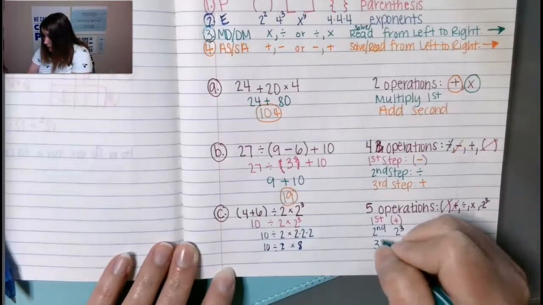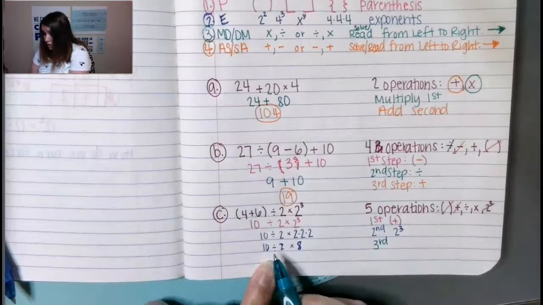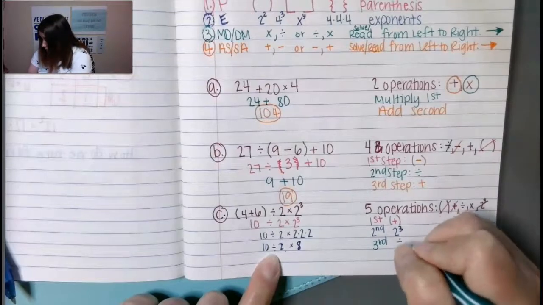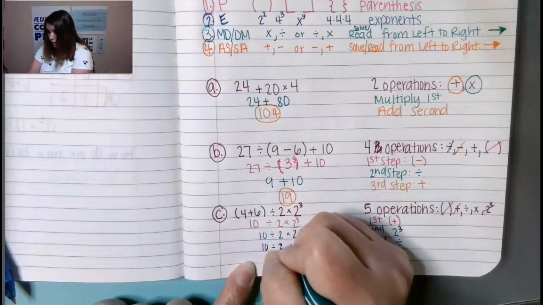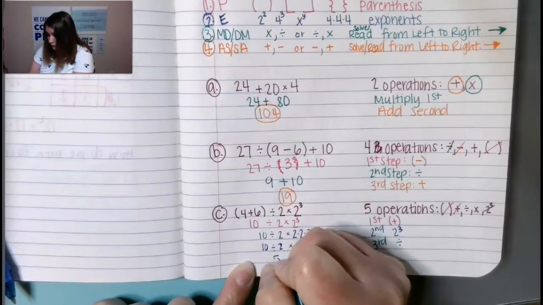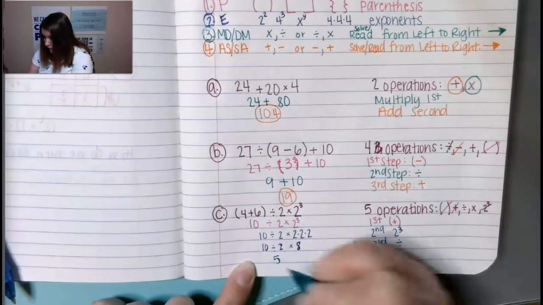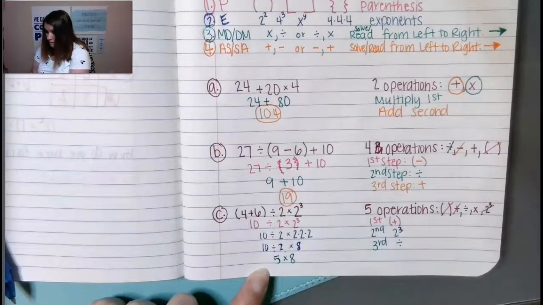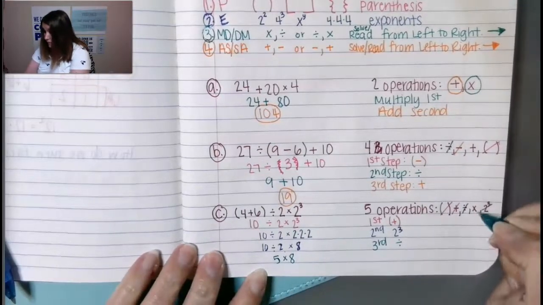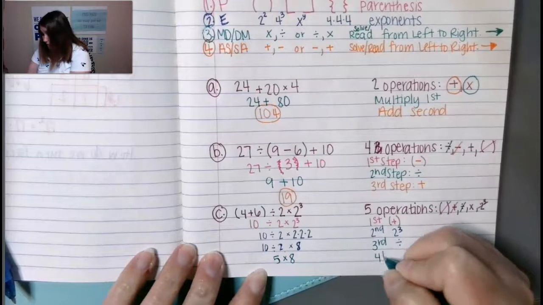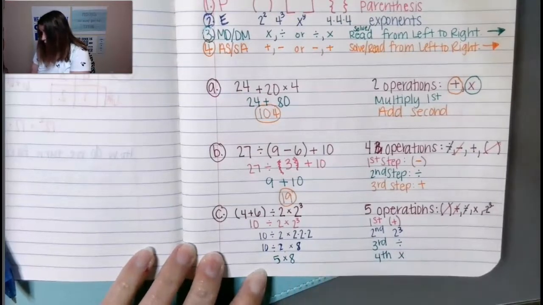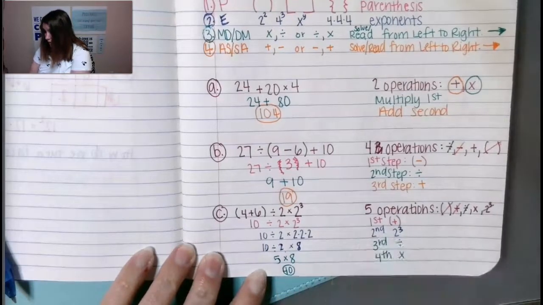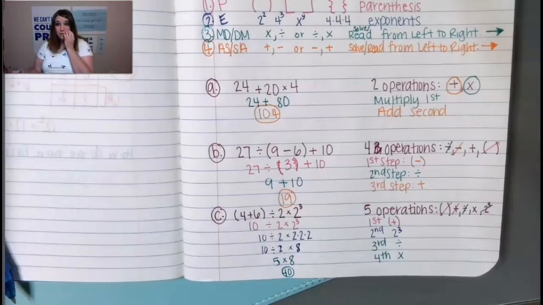So my third step is going to be division because when I read it left to right, that's the first symbol I see. So divide 10 divided by 2, that gives me 5. So 10 divided by 2 is 5. Now I'm going to drop down the rest of this. And my last step, I'm still on multiplication. So my fourth step to finish this out is to multiply. So 5 times 8 gives me 40. And I'm done with this one.